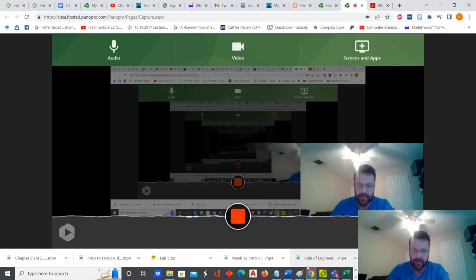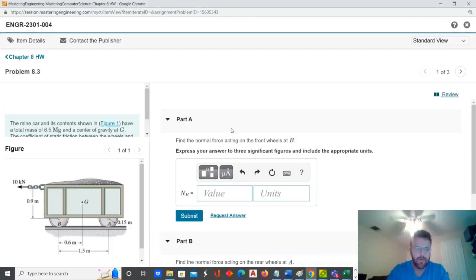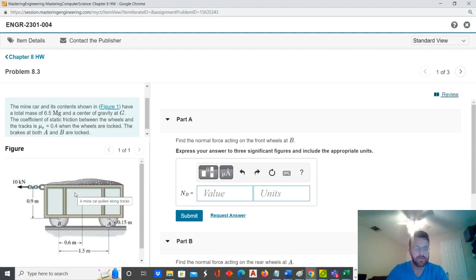So in this video, we're going to go over the first homework problem from Chapter 8, which is number 8.3. We have a mine car, and we're told its mass, and we see that there's a horizontal force being applied at the top of the car. It has a magnitude of 10 kilonewtons. We're given relevant dimensions of the car, including the height of the car measured from the point of application of the force to the midpoint of the wheel.